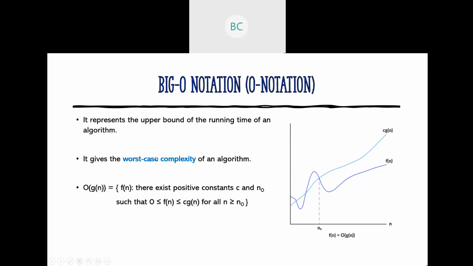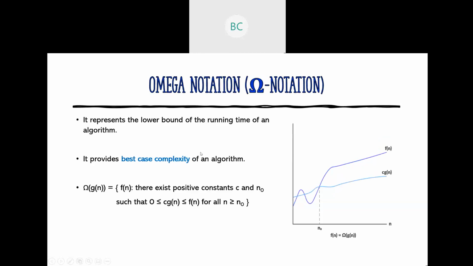Anyway, worst case calculates the maximum time, right? In the maximum time we also give an upper bound that it cannot go beyond. So your Fn will always be under your CGn function. Then next comes omega. Omega notation is the lower bound. So it's the best case. Anyone remember what the best case was?